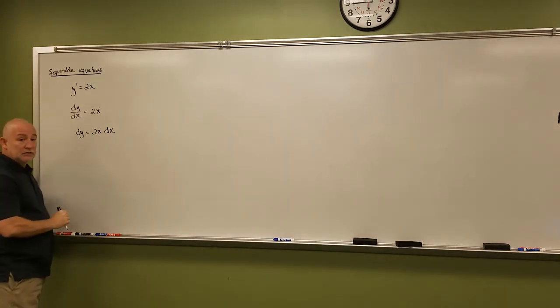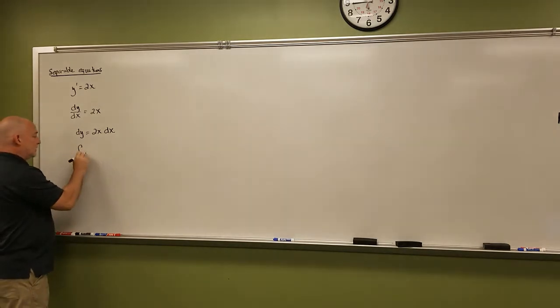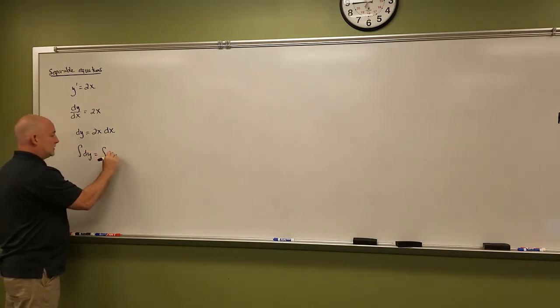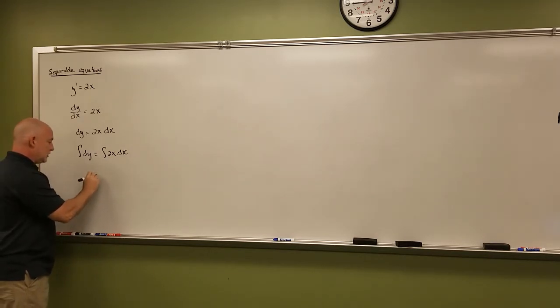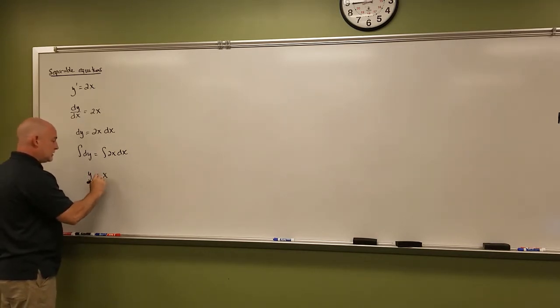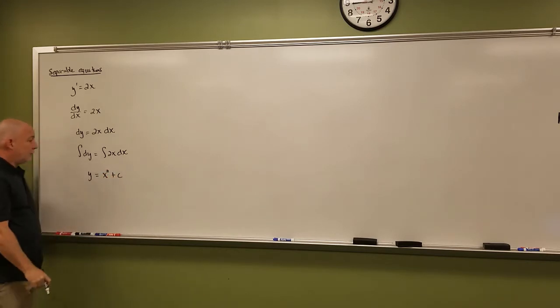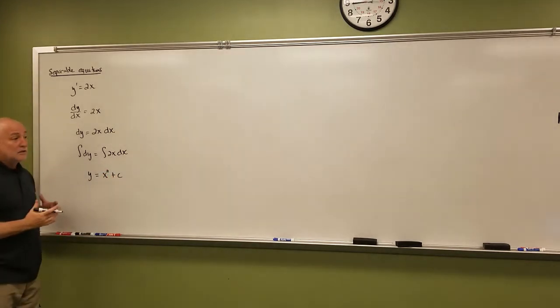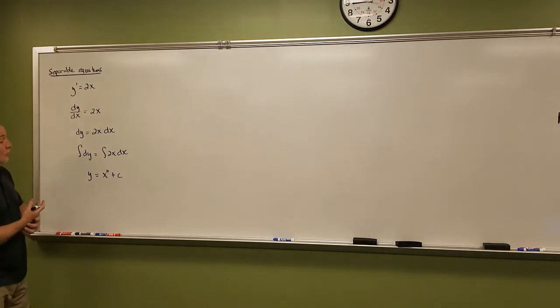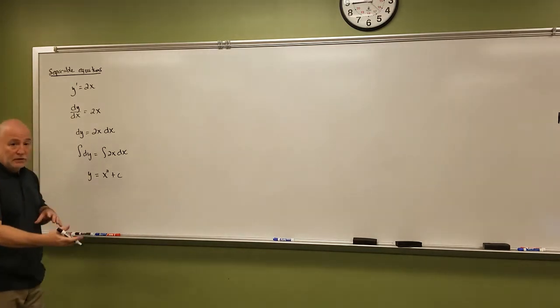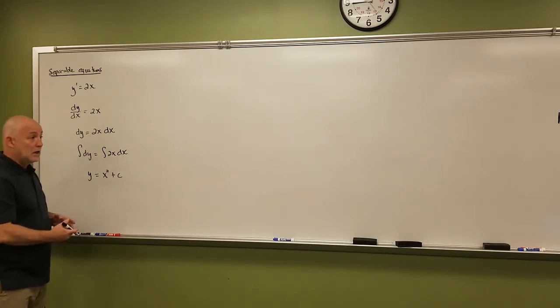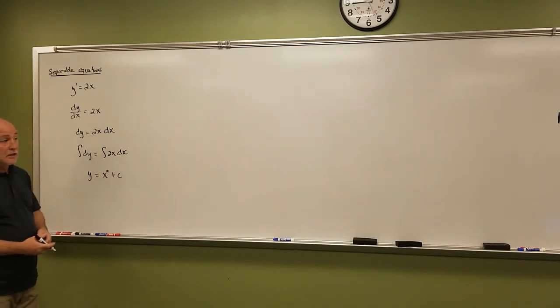All right, now that we've isolated all the x stuff on one side and all the y stuff on the other side, all we have to do is integrate. So we integrate dy, integrate 2x dx. Of course, on this side, the integral of dy is just y, and the integral of 2x is x squared, plus our integration constant. So that's the entire idea behind separable equations. If you were able to get all the x stuff on one side and all the y stuff on the other side, or whatever letters you're using, then all you have to do is integrate both sides to finish solving.